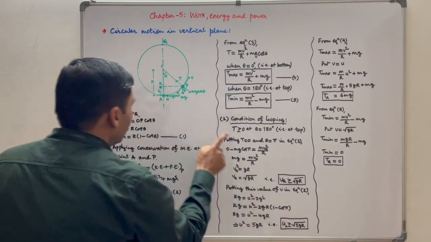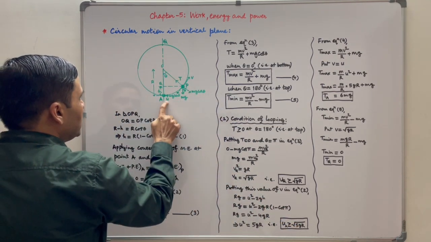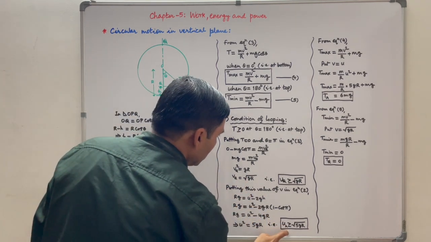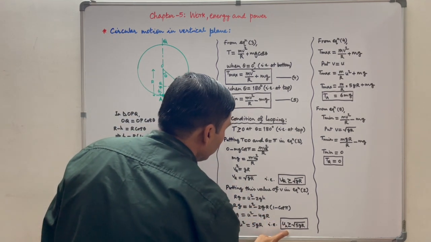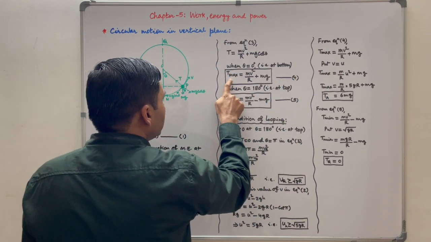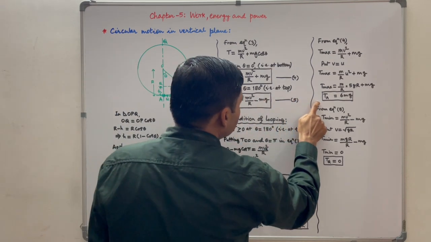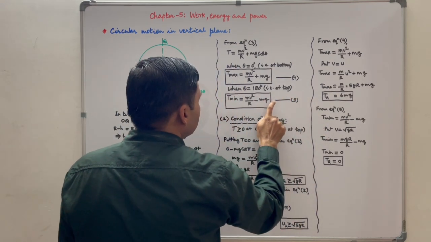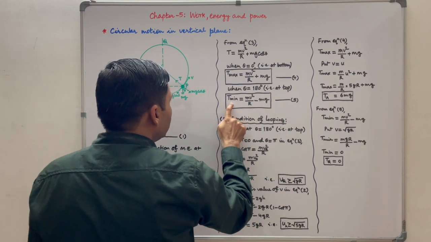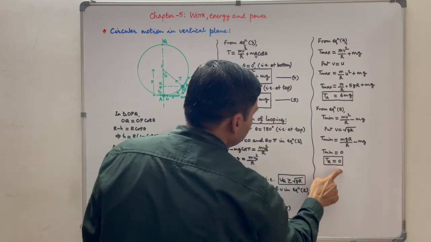That means in order for particle to complete the loop, it should be given a velocity greater than or equal to under root 5 gr. Now from equation number 4, maximum tension in the string that will happen at point A is equal to 6 mg. From equation number 5, minimum tension in the string that will happen at topmost point is equal to 0.